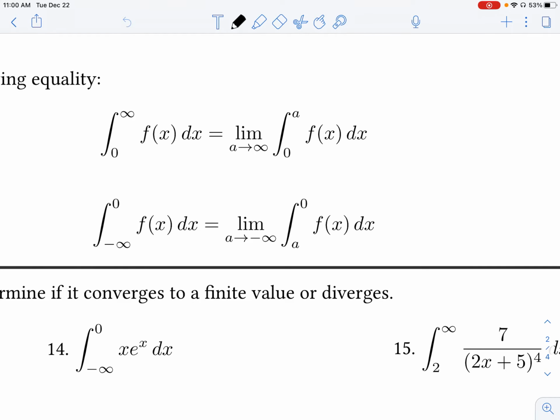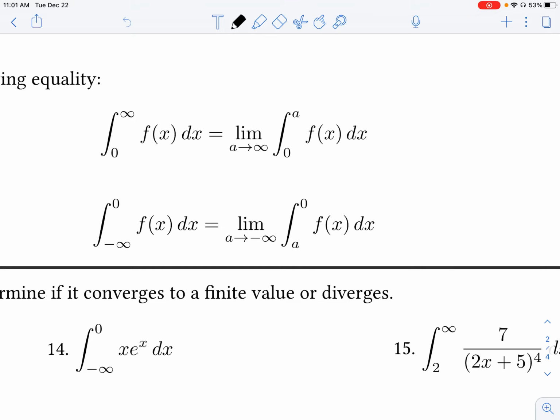Now, a quick note about notation here. Notice that I am relabeling this as a, and I don't want to use x here because it's just bad math practice to have your bound be the exact variable that we are integrating with respect to. So we don't want to write this as the limit as x approaches infinity. We're going to label it something else, as limit as a approaches infinity here.